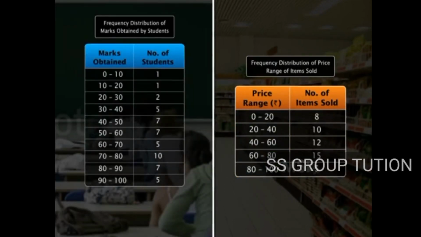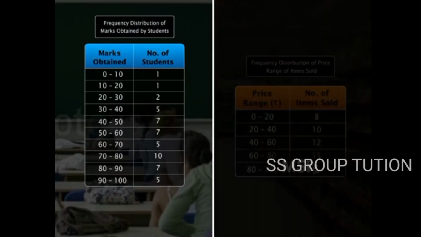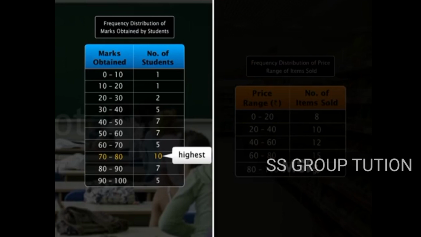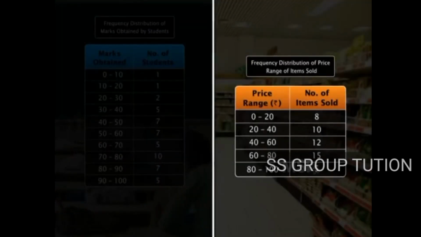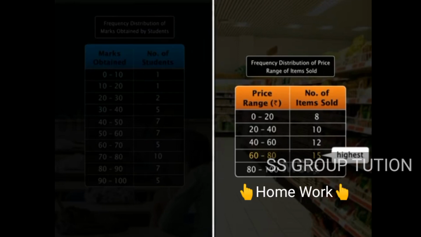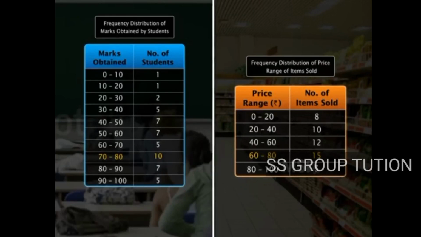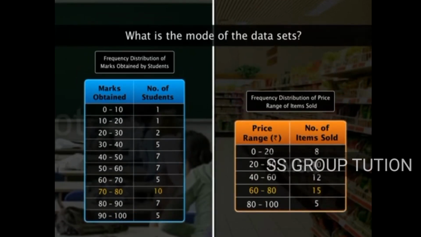Can you find the mode of these data sets? In the first data, the maximum frequency is 10, which corresponds to class interval 70 to 80. Now, let's observe the second data that shows the frequency distribution of price range of items sold. Look through the frequencies. The highest value is 15, corresponding to class 60 to 80. Now, in both the cases, the mode refers to the entire class, that is the range of values and not the single value. So what is the value of the mode? Is the mode the highest, lowest, or the midpoint of the class? Let's find out.